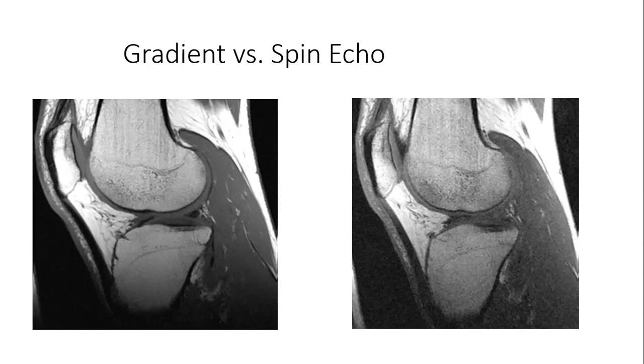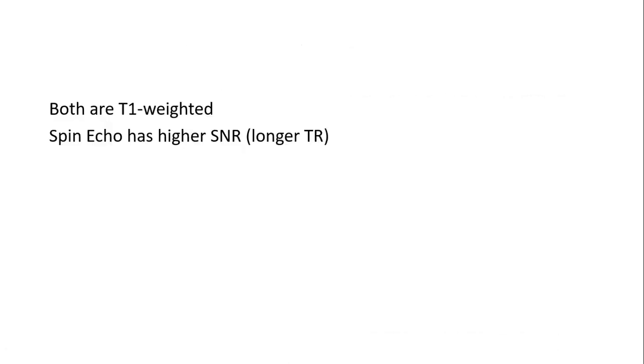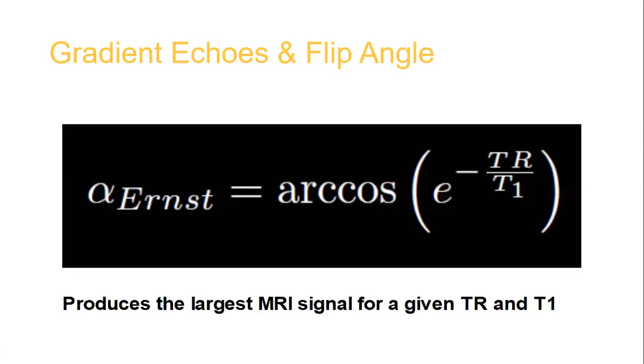If it is not something that requires so much contrast between the bone and the tissues surrounding it, then we might make do with the gradient echo, because of course it is faster. Okay, well, both are T1 weighted.